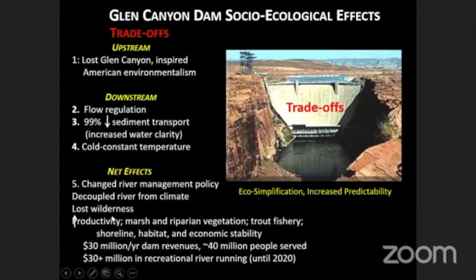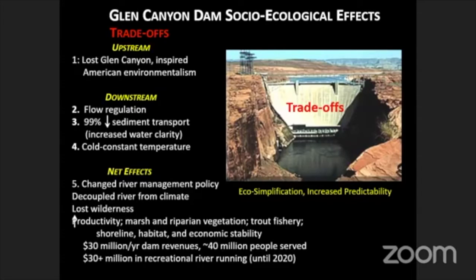Downstream impacts of the dam include flow regulation, reduction in sediment transport, meaning reduced water clarity, and cold constant temperatures for the river. I'll talk about each of those in succession down below. Another big effect of the dam has been on changing river management policy, not only in Glen Canyon, not only in the Colorado River Basin, but throughout the world.